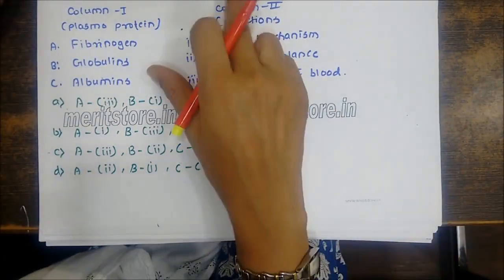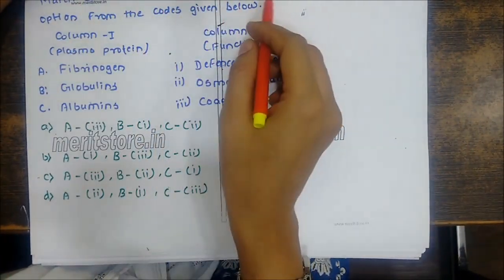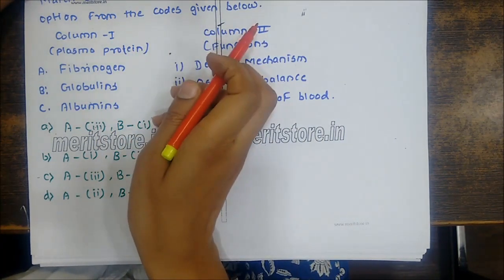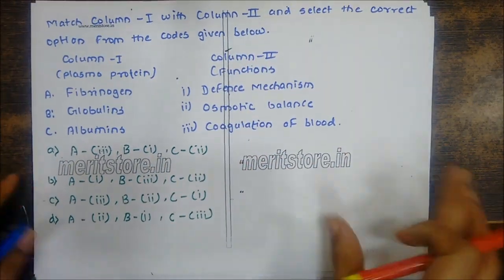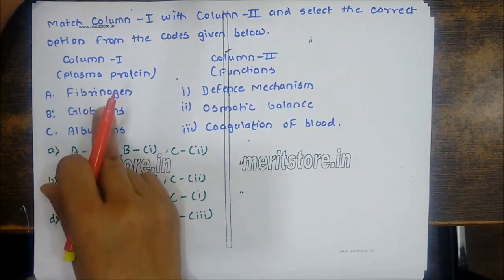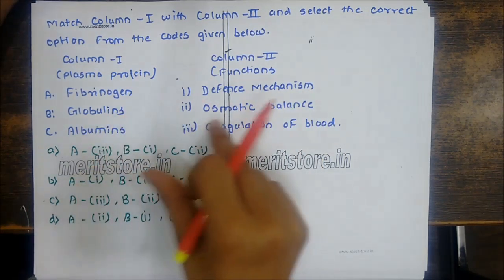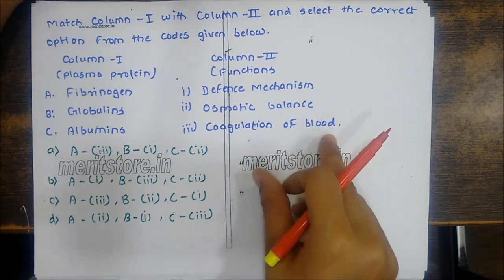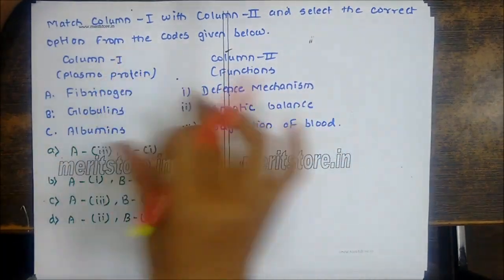Match column 1 with column 2 and select the correct option from the codes given below. Column 1 plasma protein and column 2 is function. A. Fibrinogen, the function is defense mechanism. B. Globulins, its function is osmotic balance. C. Albumins, the function is coagulation of blood. So these are the plasma proteins and these are the functions. Now we have to match.